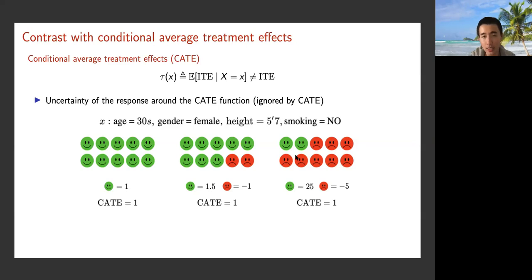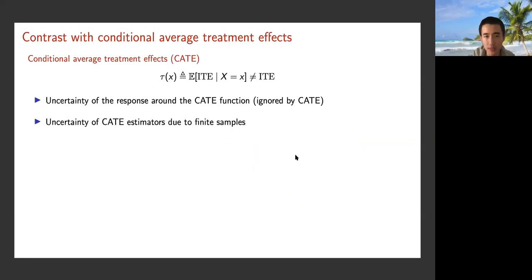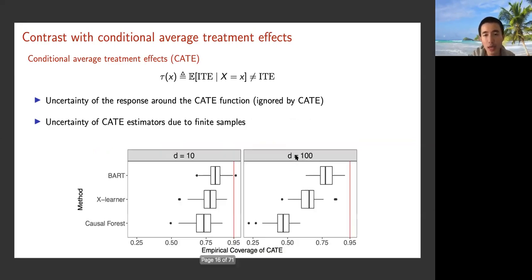And the second limitation, again, is about uncertainty, but this time it's about uncertainty of the CATE estimator due to finite samples. So we know that this is a function, and we estimate it. And estimating a function or getting the uncertainty correct for a function is challenging. Here I'm going to show you a very simple simulation setting, which I will give you more details on at the end of the talk.